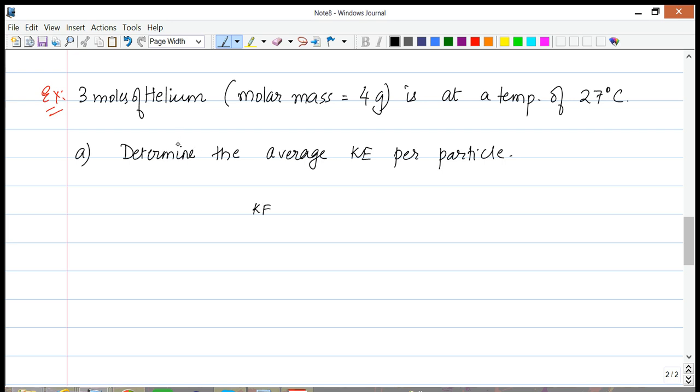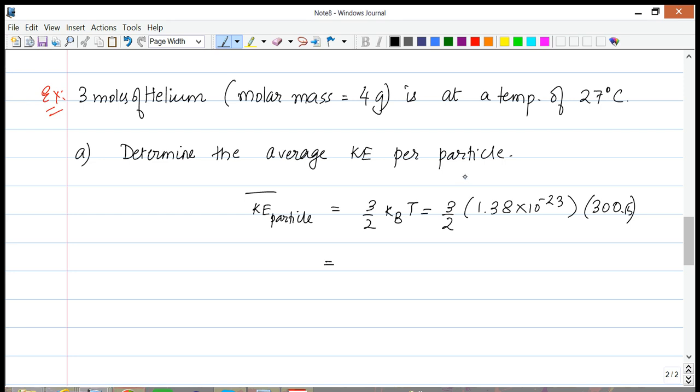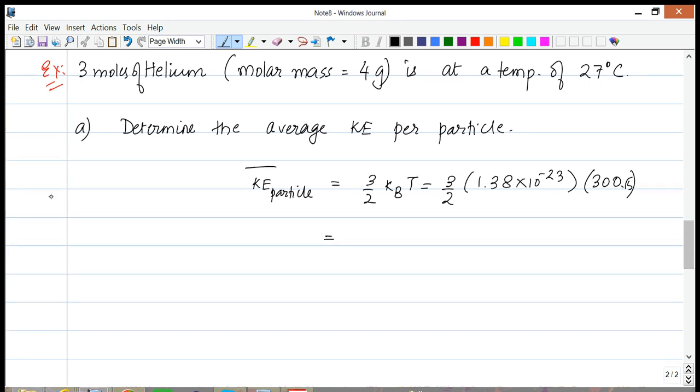Okay, so we'll go back to our formula. The average kinetic energy per particle is equal to 3/2 times kB times T. Now here the temperature has to be in Kelvin. So we're going to do 3/2 times 1.38 times 10 to the minus 23, multiplied by the temperature in Kelvin, and I'm just going to approximately write this as 300 Kelvin. If you want, you can just do 300.15 and then you can obtain a value for the kinetic energy. Just make sure you calculate it and see what you get.